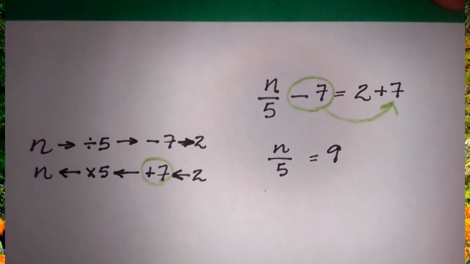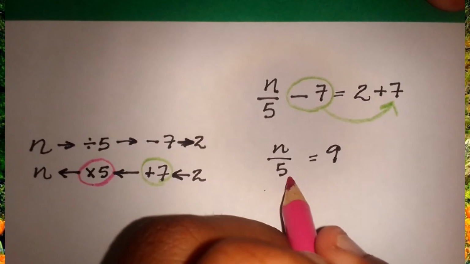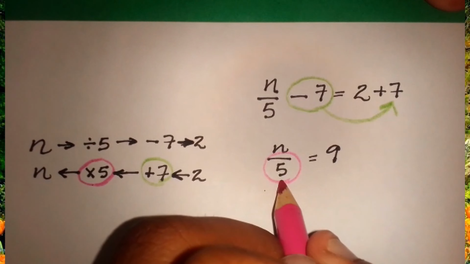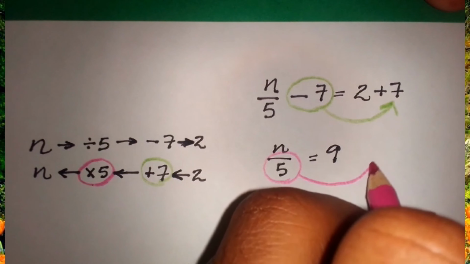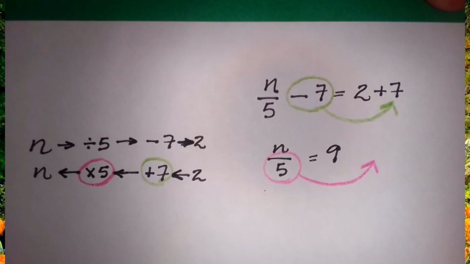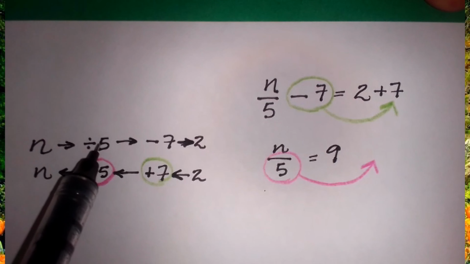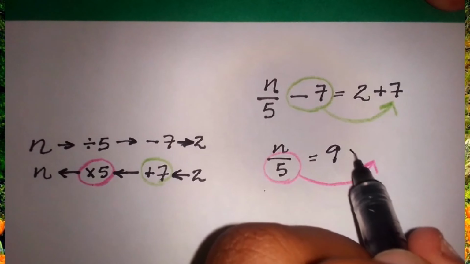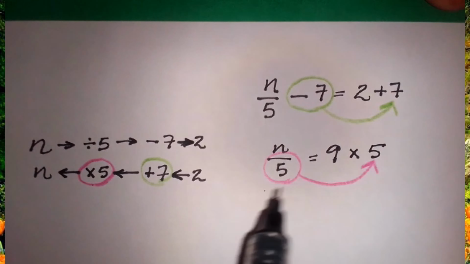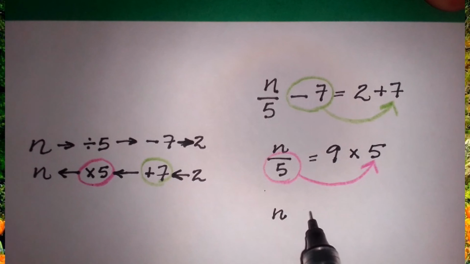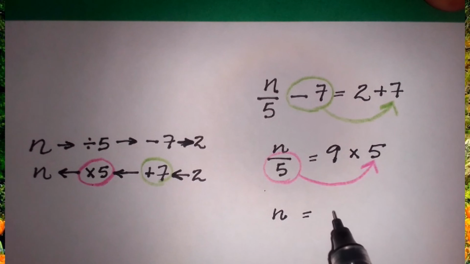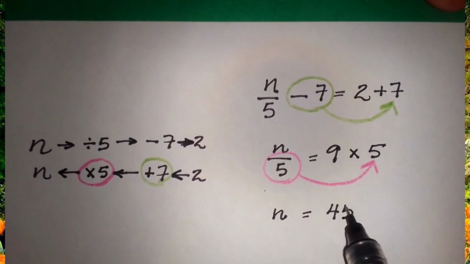The next step in my flow chart says that I need to multiply by 5 now. So that literally means I'm getting rid of this divide by 5 and carrying it over to the other side. To do the opposite of dividing by 5, I multiply by 5. Good. So I'm going to get n is equal to 9 times 5, which is 45. It's easy, don't it?